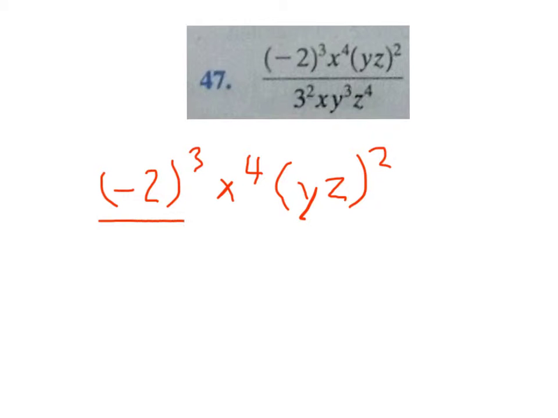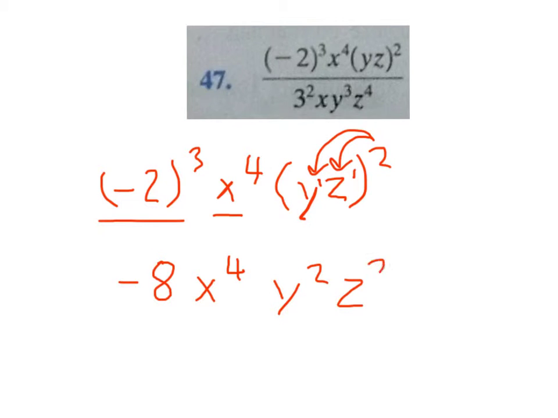So we'll start with this, negative 2 to the third. And we know that is equal to negative 8. This we cannot simplify anymore. So we have x to the fourth. And then here, we're going to distribute the 2. We're actually going to multiply by the 1 that's right here. So now we have y to the second, z to the second. So that's the top of our fraction.